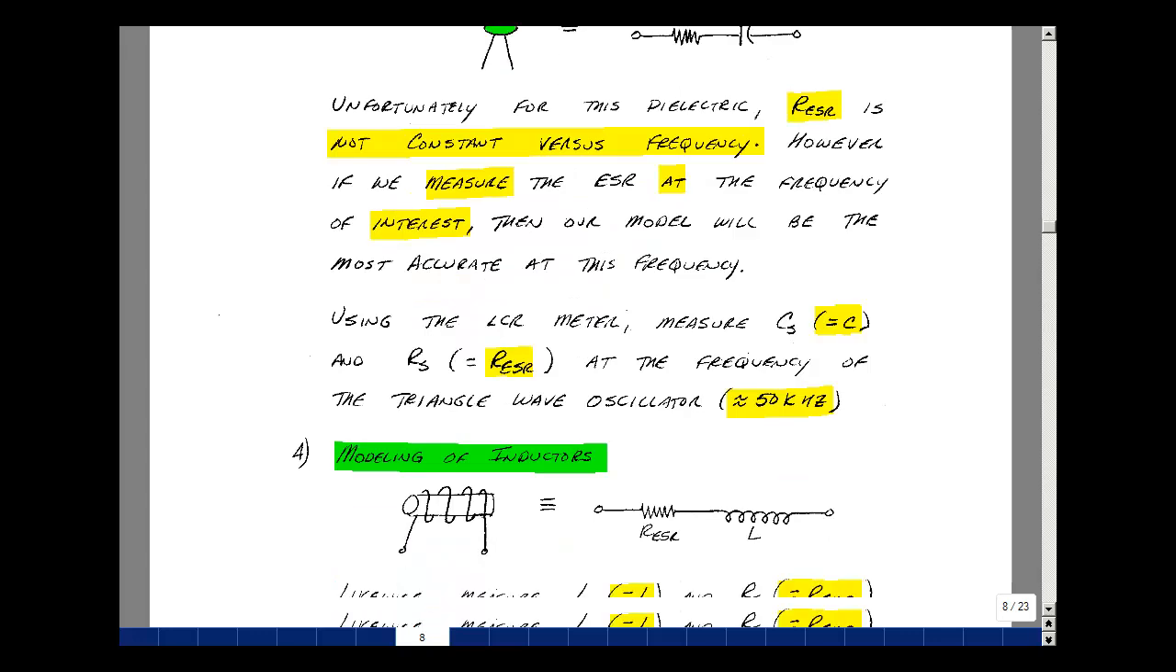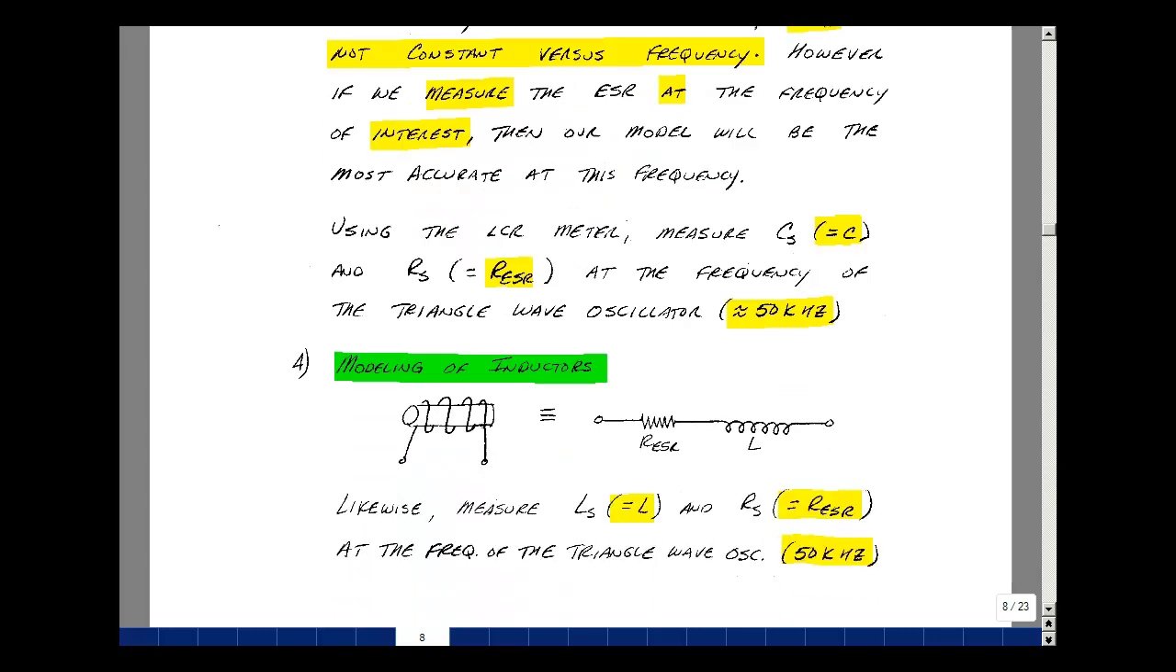The same was true for the inductor. Its self-resonant frequency is beyond the megahertz, and so I'll have a measure of the effective series resistance and inductance at the frequency of the triangle wave. We're going to do this so we get the most accurate simulation around 50 kilohertz, and we'll see this pulsing into our waveform, causing a little bit of distortion.